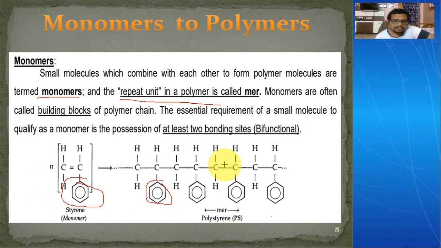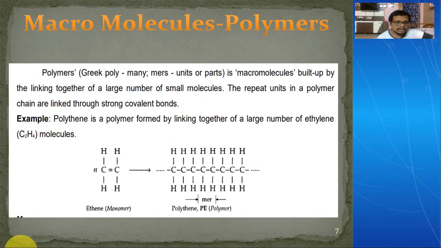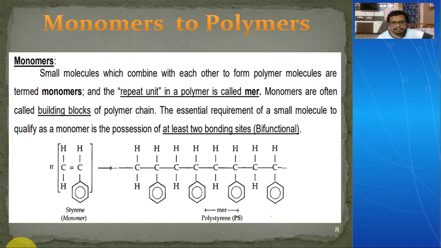Here, for example, polythene is given for writing polymer and monomer. So in the examination, writing about polymers means you write about both polymer and monomer. Don't skip the monomer; you have to write both. Here these two are the reacting sites.